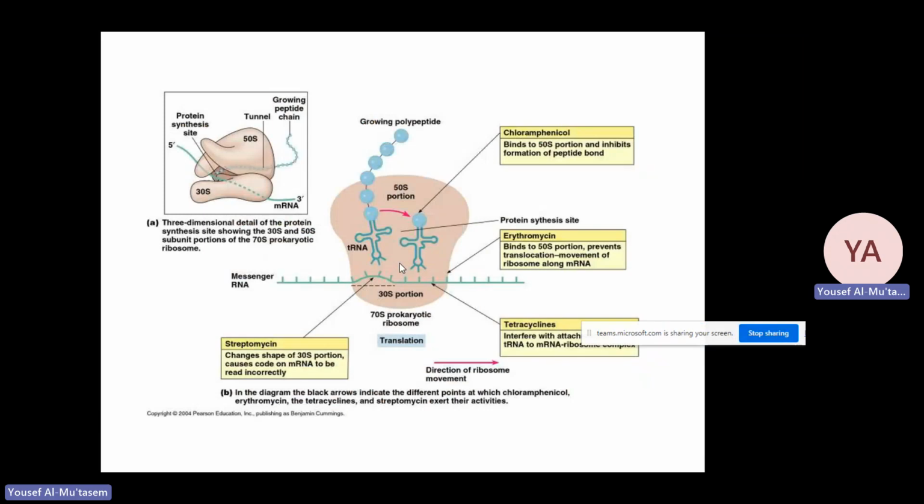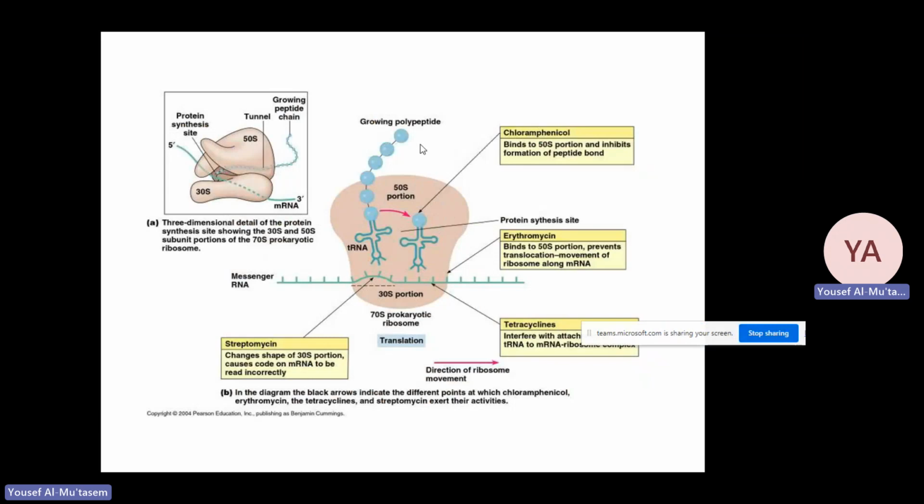This schematic diagram represents the ribosome complex. The upper part is the 50S and the lower part is the 30S. Then the 5 prime, 3 prime represent the messenger RNA, and the dotted one represents the nascent or growing peptide chain. This diagram represents the site of action of the different antimicrobial agents working on protein synthesis.